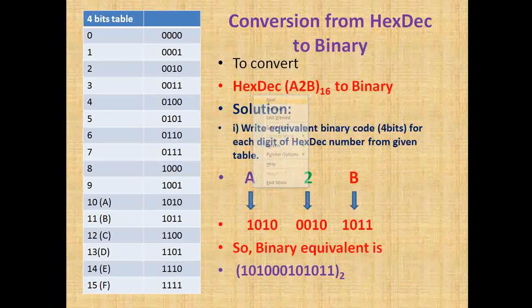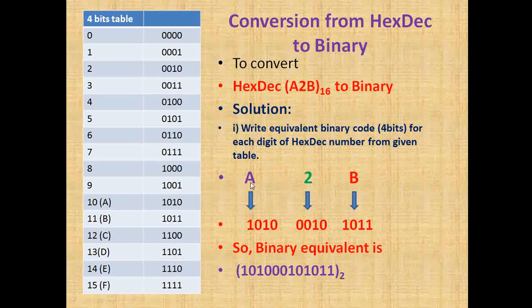Now it's vice versa, from hexadecimal number to binary. Suppose we are given 2AB at base 16, a hexadecimal number, and we are supposed to convert this into binary. So we will write the equivalent binary code in 4-bit form for each digit of the hexadecimal number from the given table. So we have 3 digits in this hexadecimal number, one is A, another one is 2, and then next is B, right? And now we will find 4-bit forms from this table for each digit of the hexadecimal number.